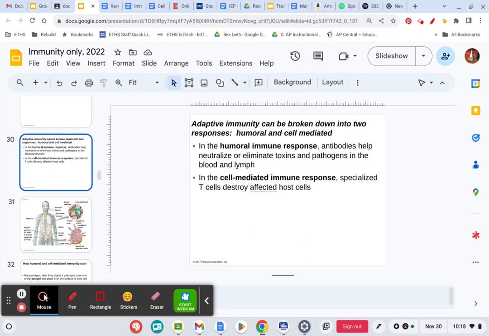And that's different from the cell-mediated immune response because these are the guys that go out and actually fight. They're the ones that are going to destroy any infected cell, any bacterial infection particles or viral particles that you have in your body.